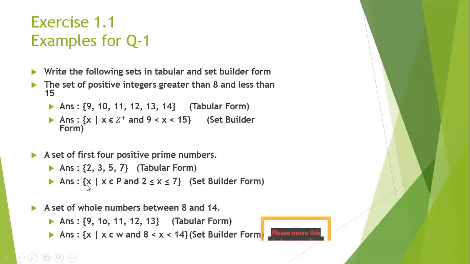First we are going to write down the name of the set. Which set is it? x such that x belongs to the prime numbers, and in this x is greater than or equal to 2 and less than or equal to 7. Next is a set of the whole numbers. You know the whole numbers start from 0. Now we have to write down the whole numbers between 8 and 14: 9, 10, 11, 12, 13. So x such that x belongs to the whole numbers and in this x is greater than 8 but less than 14.